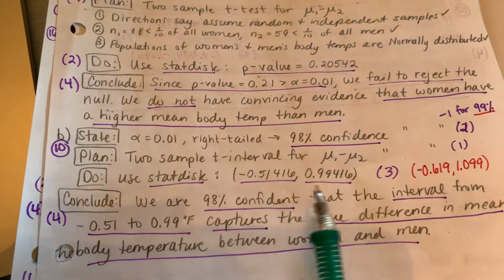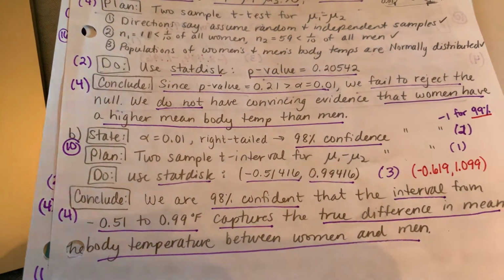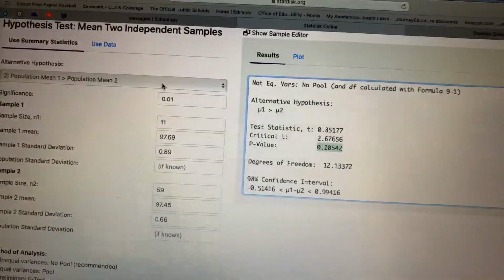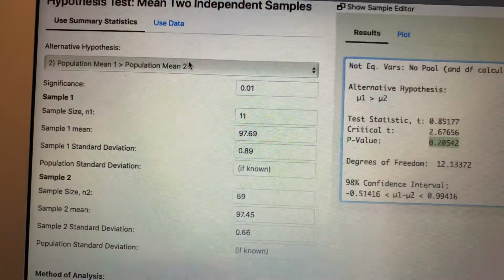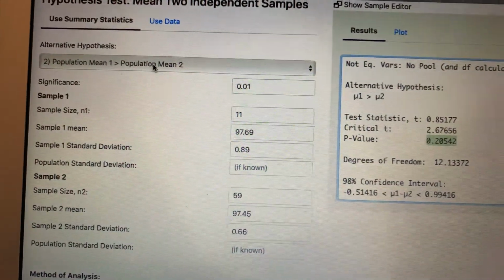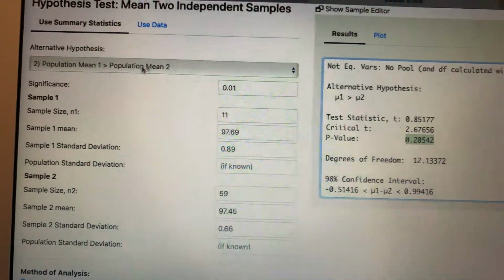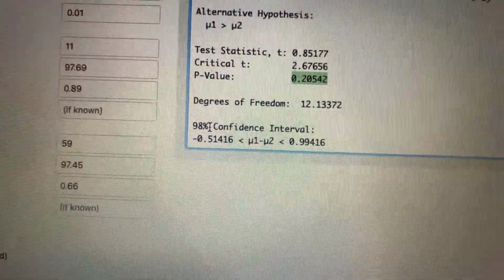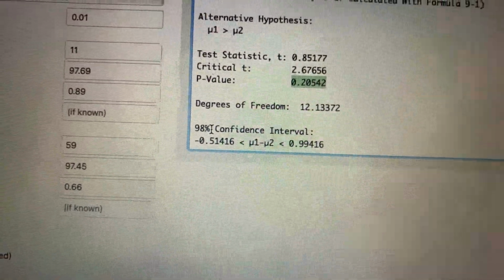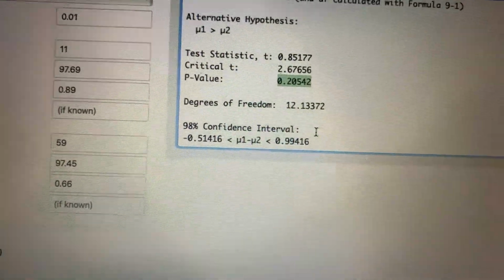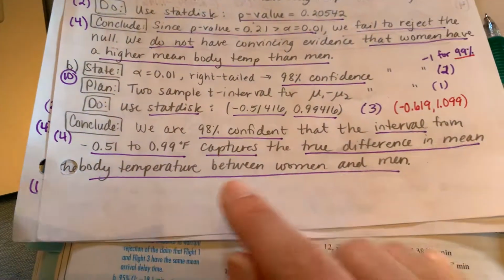So then when we use StatDisk, I want you to take a look at this. I don't have to go through the confidence intervals, because it gives me that confidence interval down here, matching my alternative hypothesis, right? I said this is a right-tailed test, so it knows to do a 98% confidence interval. So if you're not sure, you could always check that too. Okay, now there's my confidence interval right there. I write it down, and then I interpret it.